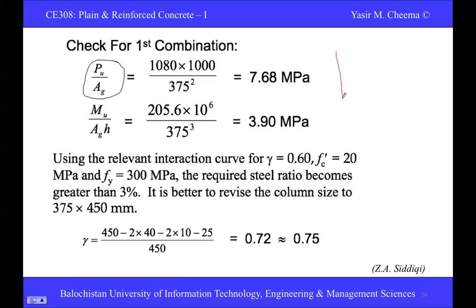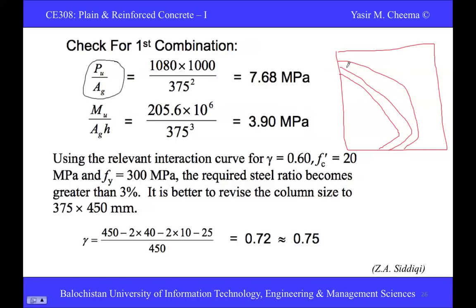So the column interaction diagram is something like this. This is vertical, like a square, and there are 3 or 4 curves like this one. These are called the interaction curves, based on the different values of the steel ratio. And to select the relevant curve, we have to take care of 3 factors. One, the gamma value factor, second f'c, and third the factor fy. So based on these 3 factors, we have to select one curve among the many that are available.